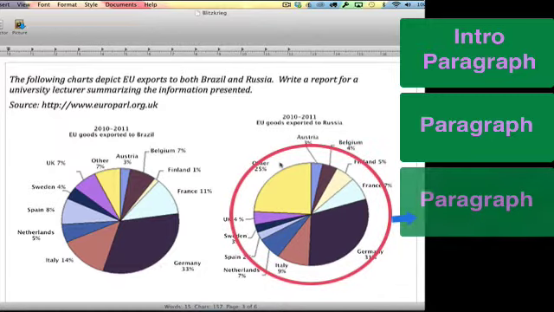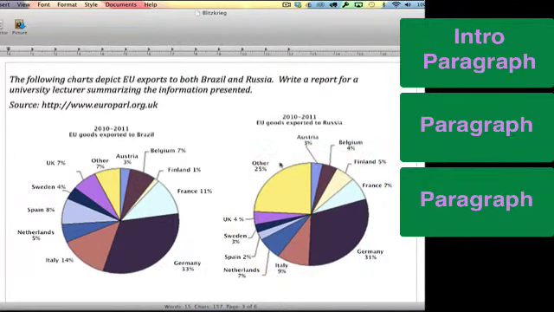Now we would then proceed to a second analyzing paragraph that uses quite a bit of comparative language to reveal details for the second pie chart and how these details, how EU exports to Russia compare to EU exports to Brazil. So it would really be in the second analyzing paragraph where you would see the heavy comparative language come out.